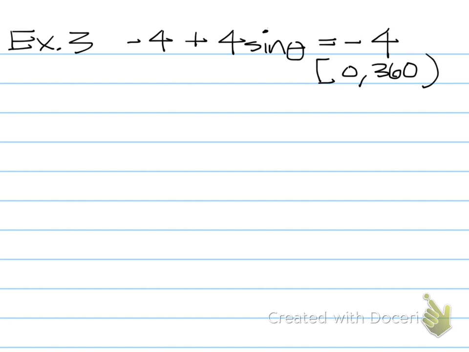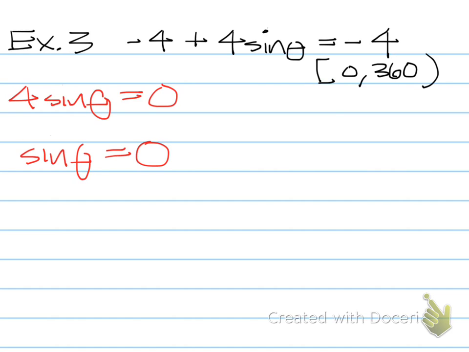And then this last example, we want to solve this equation for theta. First step, 4 sine theta equals 0 because we added 4 to both sides of the equation. And then divide both sides by 4. You get sine of theta equals 0. So sine equals 0 at theta equals 0 and at 180.